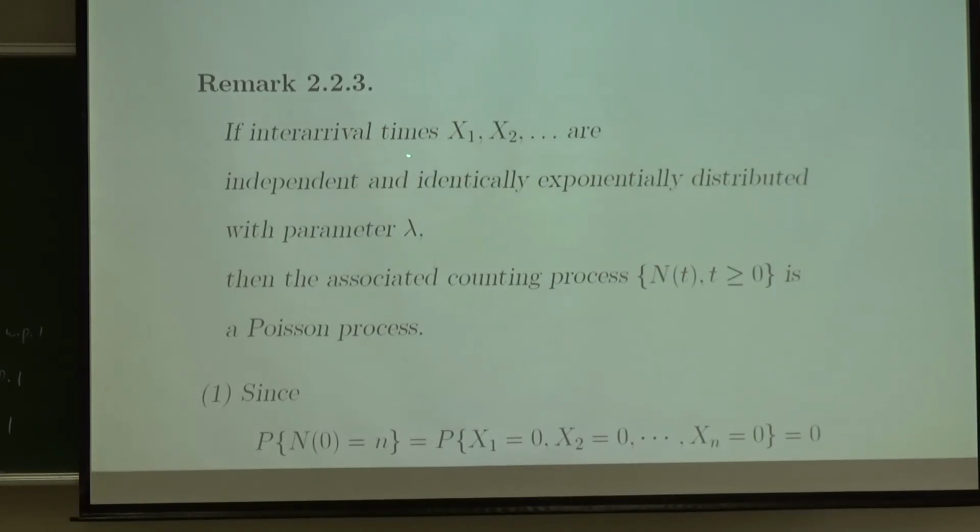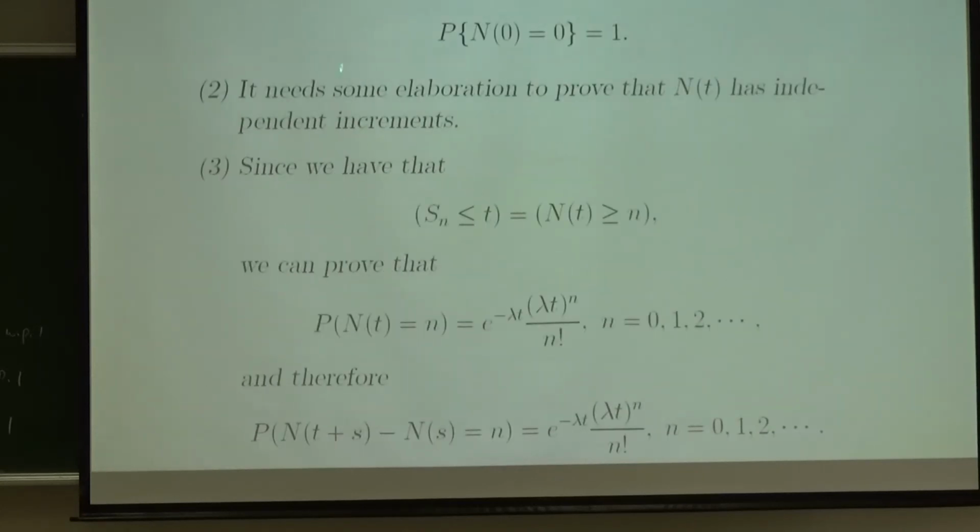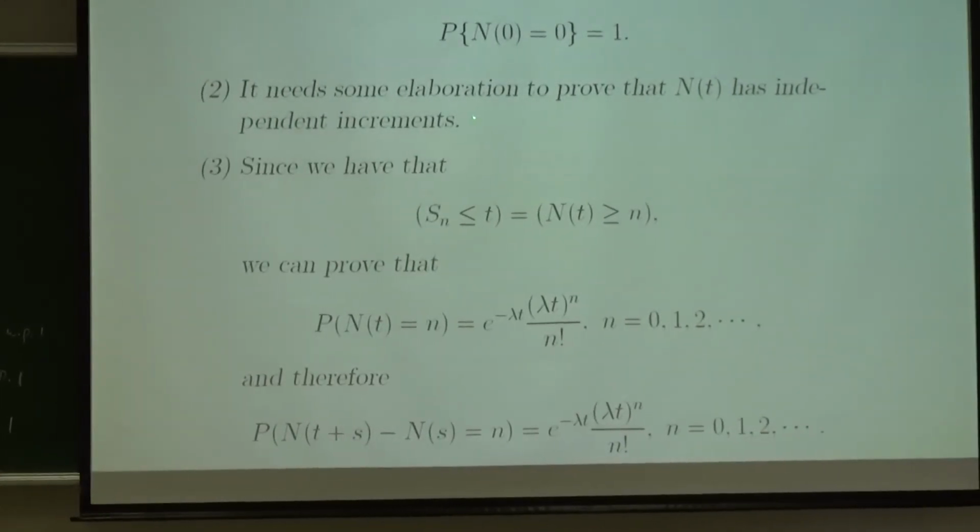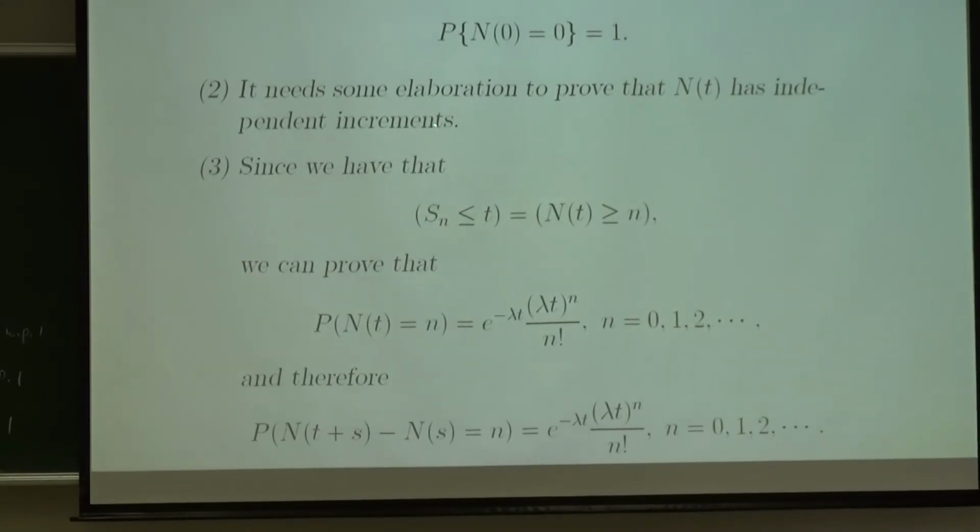But because X1, X2 up to Xn are exponentially distributed, they are continuous random variables. So of course this probability is 0 for all n. So the probability that N(0) equals 0 is equal to 1. This is the first property. It needs some elaboration to prove that N(t) has independent increments.